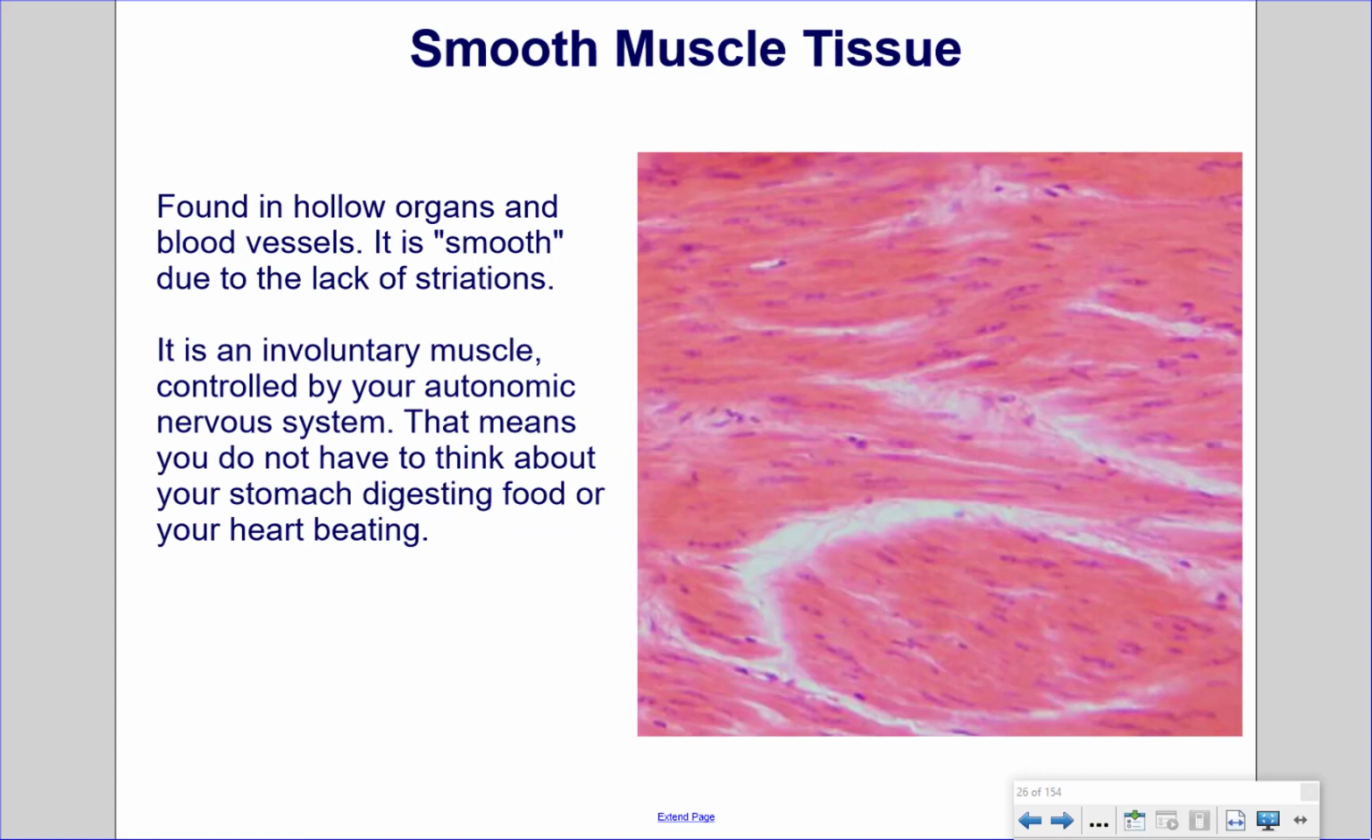Smooth muscle tissue. Found in hollow organs and blood vessels. It is smooth due to the lack of striations. It is an involuntary muscle controlled by your autonomic nervous system. That means you do not have to think about your stomach digesting food or your heart beating.